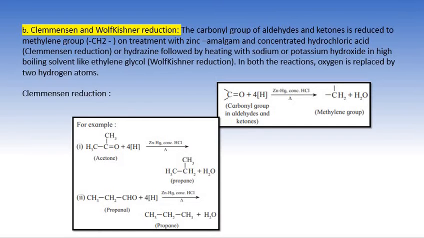Let's talk about Clemmensen first. In Clemmensen reduction, what will happen? The compound will be taken and heated in presence of zinc amalgam and concentrated HCl. The CO group will be transformed into CH2. That means from acetone you will see the formation of propane. From acetaldehyde you will see the formation of ethane.